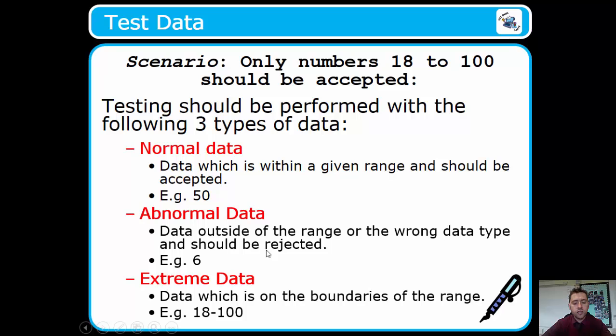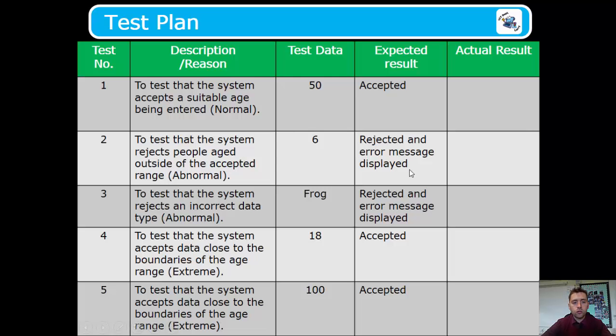And then finally, the one that people tend to forget is extreme data. So this is data which is on the boundaries of the range, so it could be 18 or 100. It should be accepted in the system, but only just. So in this case, 18 and 100.